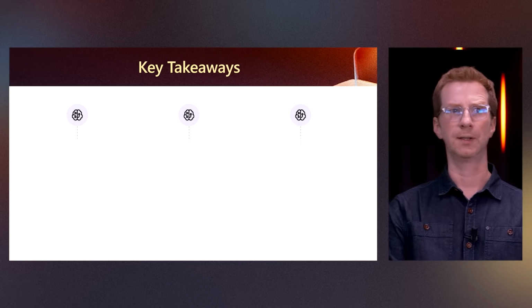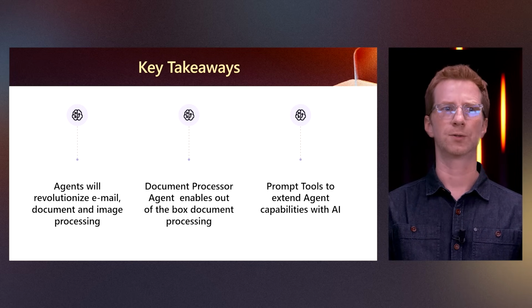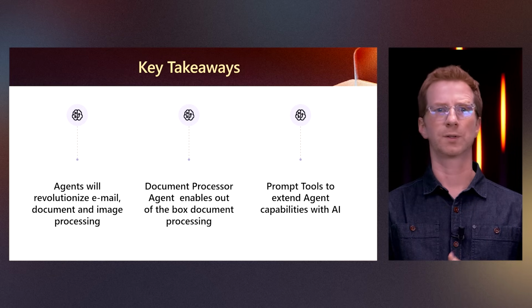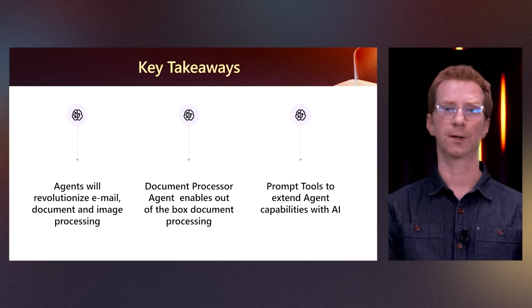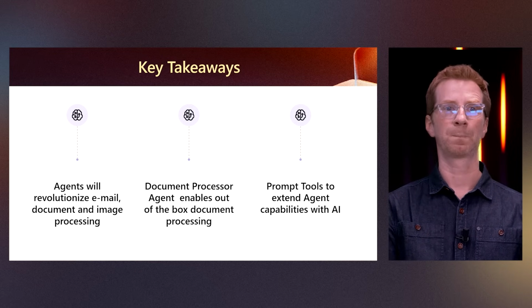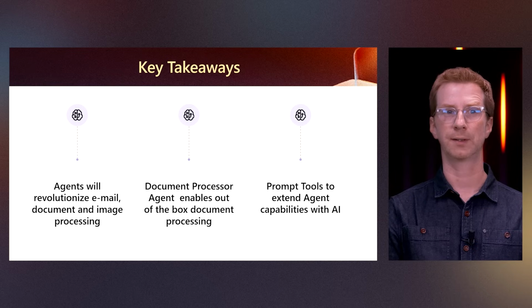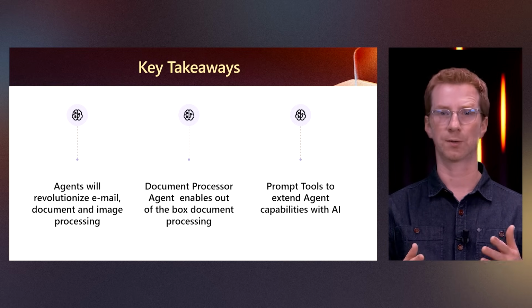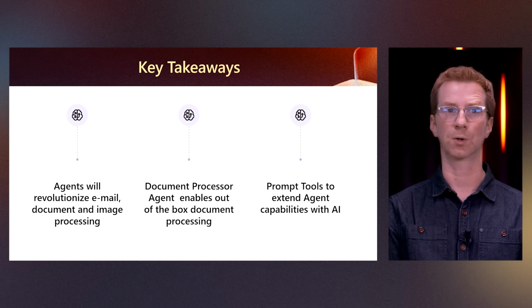And with that, here are some of the key takeaways for today's session. The first one is that agents are really here to revolutionize how we process emails, documents, and images. We saw that there are new conversational interfaces and that there are new sets of tools that can also help you configure your Copilot Studio agent to perform in a very specific way. We saw also that there is a new document processor agent that enables doc processing out of the box. So you don't even have to go build your agent from scratch. You can just already have a document processor agent that's there that you can configure and customize for your workflow.